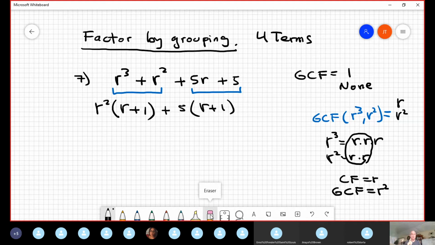Now, this is the most important moment. You can see that r plus 1 and r plus 1 are the same. Now you factor out one more time, r plus 1. Open a new parenthesis, and inside the new parenthesis, you put r squared plus 5. What comes from this guy? r squared is this, look. And this 5 is this.